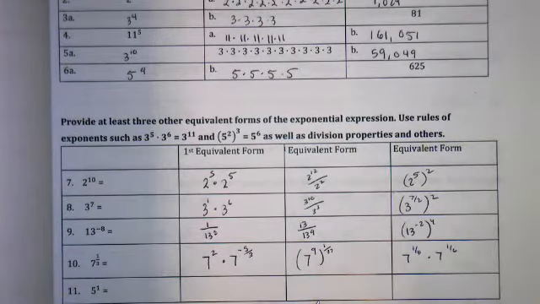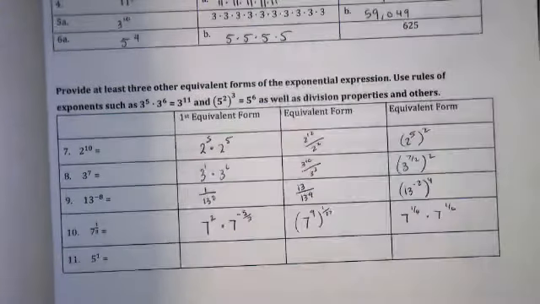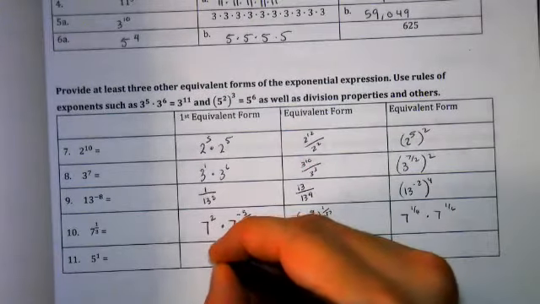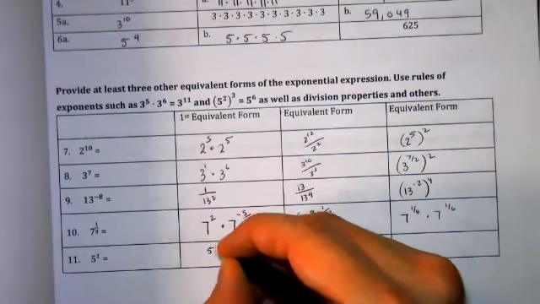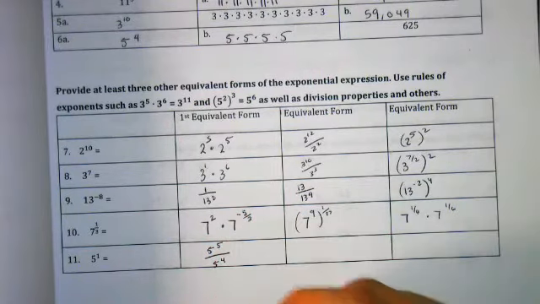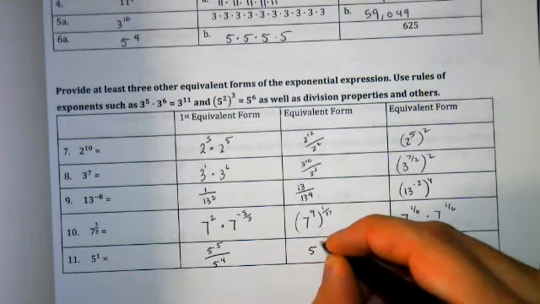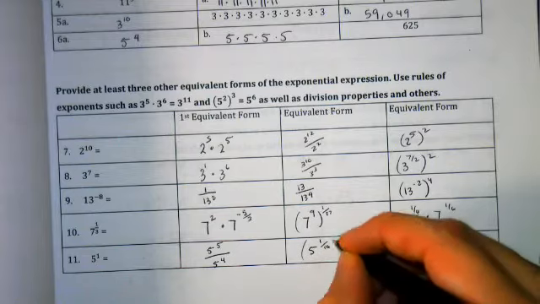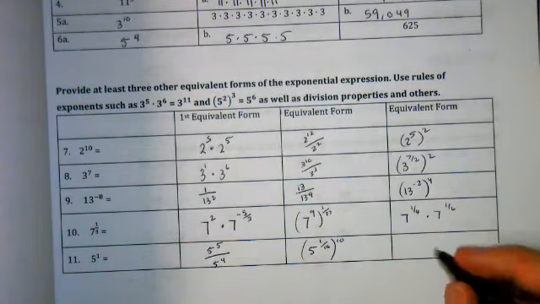Here we have 5 to the power of 1, which would be the same as just 5, but we can make it more interesting than that. Let's do 5 to the 5 over 5 to the 4. That can work. We can do 5 to the 1/10th power 10 times.